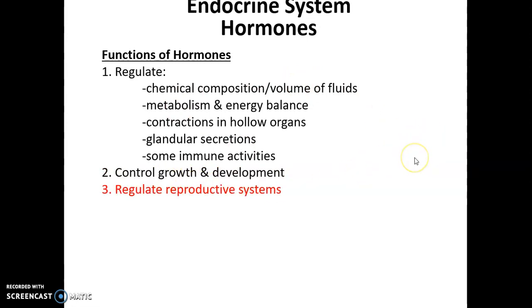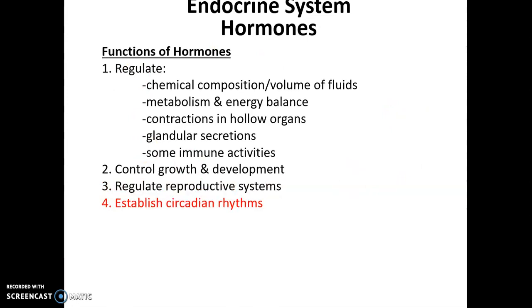And hormones can regulate the reproductive systems to help control and regulate the production and release of things like oocytes, sperm, and also regulate the lining of the uterus so that the coordination of when an oocyte is present near the uterus corresponds to when the uterus would be able to accept an embryo for implantation.